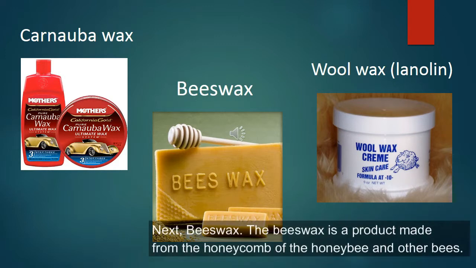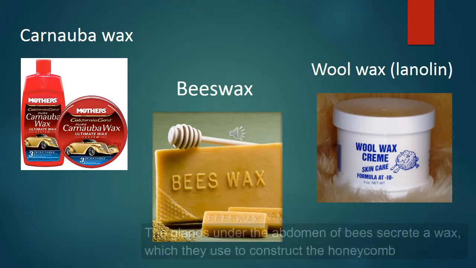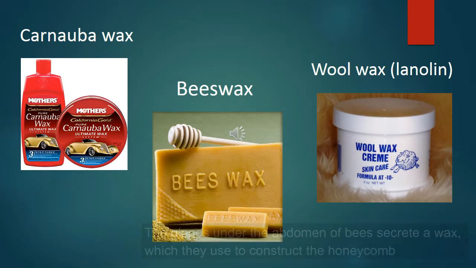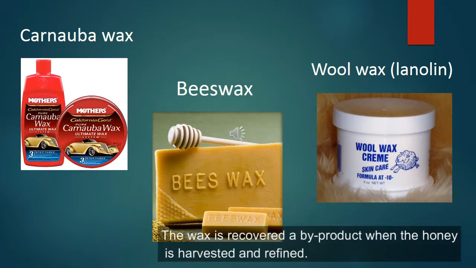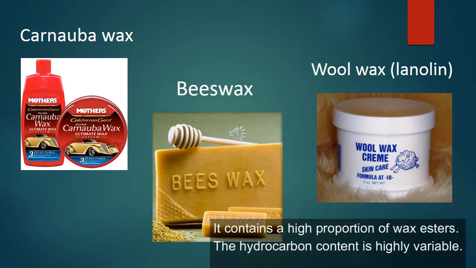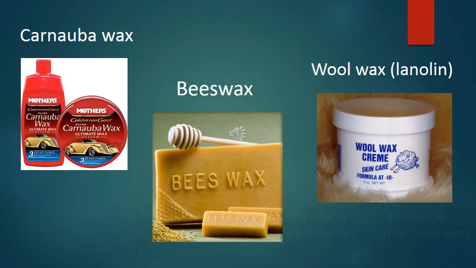Next, beeswax. Beeswax is a product made from the honeycomb of the honeybee and other bees. The glands under the abdomen of bees secrete a wax, which they use to construct the honeycomb. The wax is recovered as a byproduct when the honey is harvested and refined. It contains a high proportion of wax esters. The hydrocarbon content is highly variable.